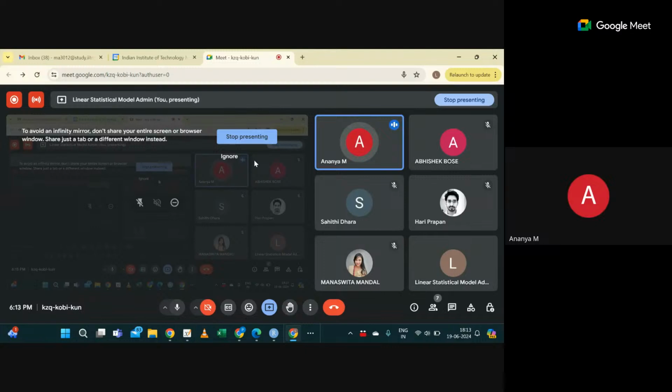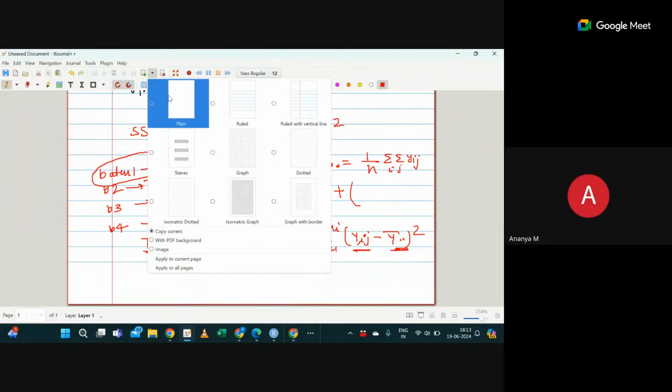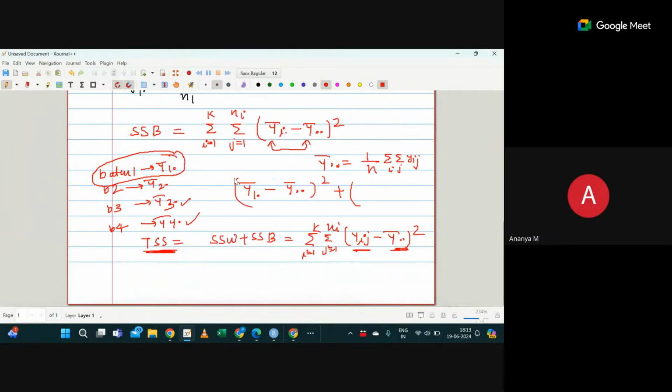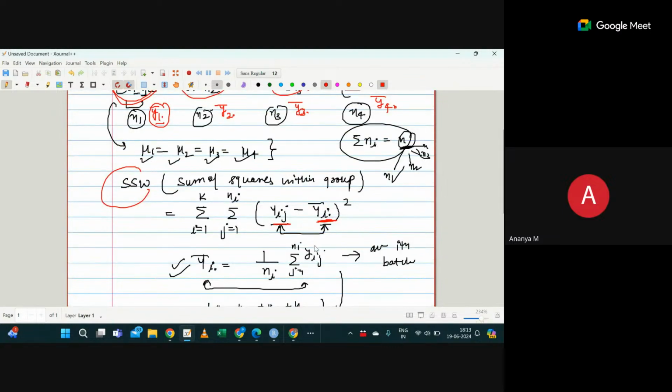One quick question I had. You can go to the screen once more. In the formula of SSW, we are calculating the variance within the group. For each yi dot, like let's say y1 dot, which is the first group, we are calculating variance to find the homogeneity. We want everything to be similar. But then why are we summing over i from 1 to k? Like we're taking all of the groups, right?